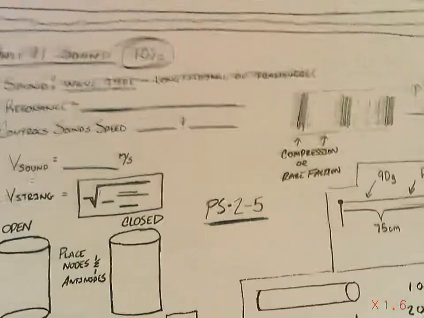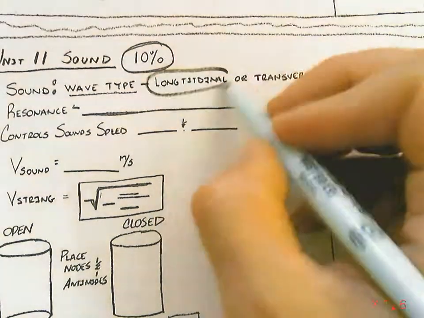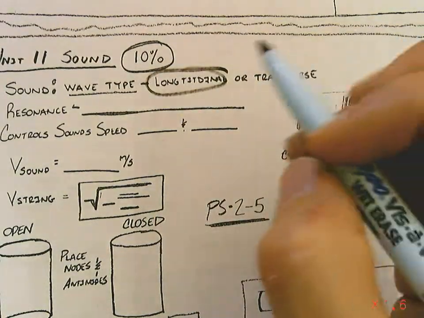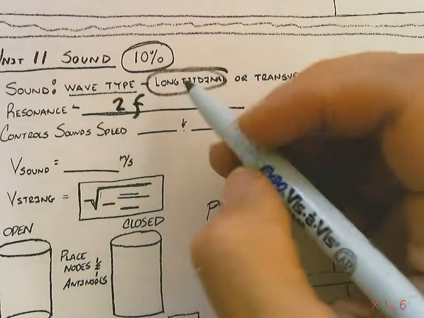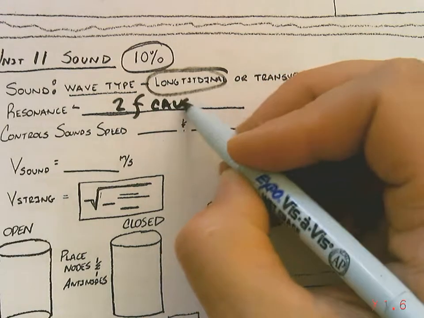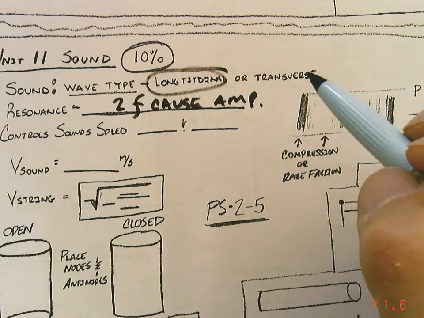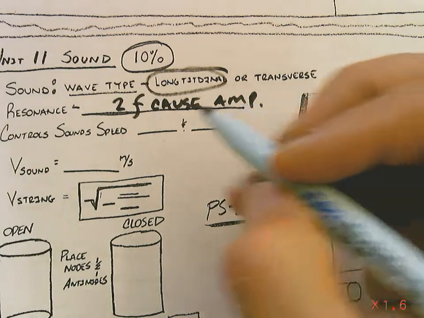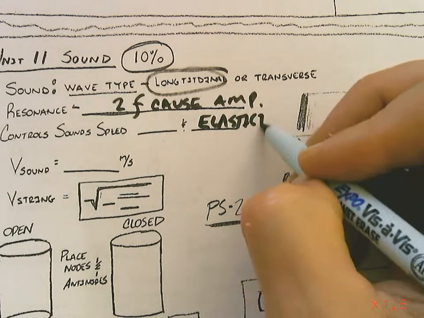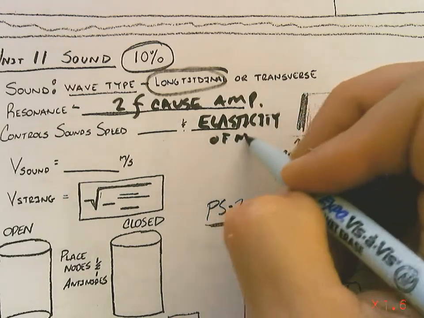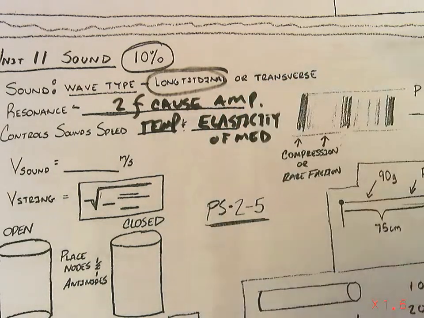Okay, moving right along, Unit 11, sound. So all sound waves are longitudinal in nature, so I'll circle that. The definition of resonance is two frequencies that cause amplification. So if you have two things that are coming back and resonating or getting louder, what controls the speed of the sound? It's really the elasticity of the media, but we also found out that temperature is a major factor.